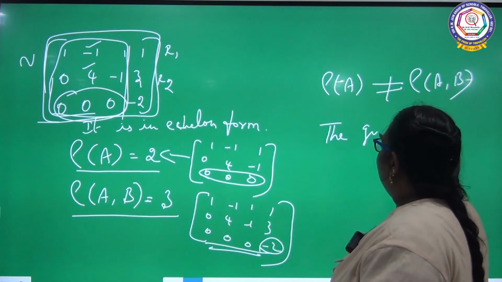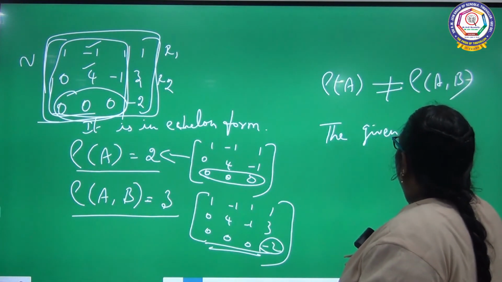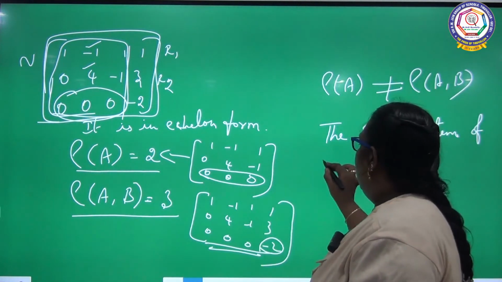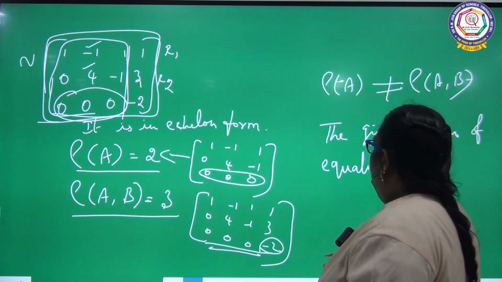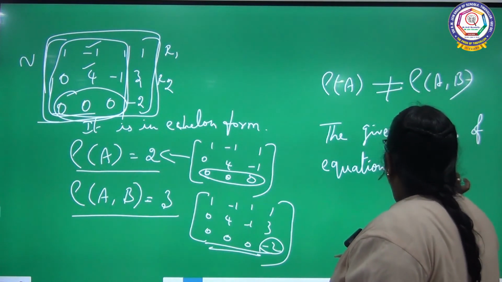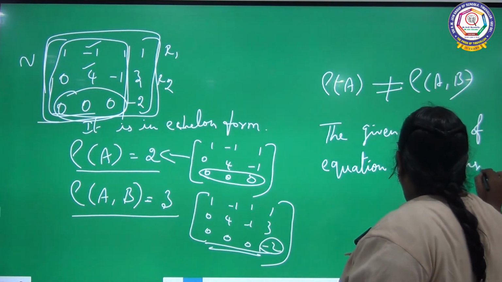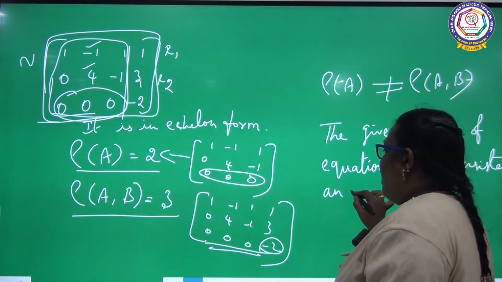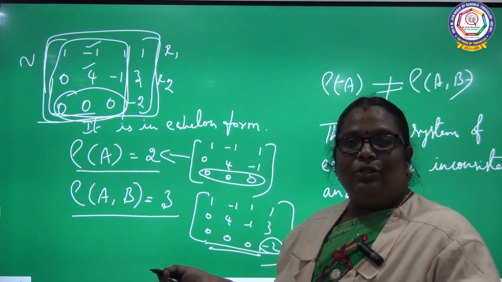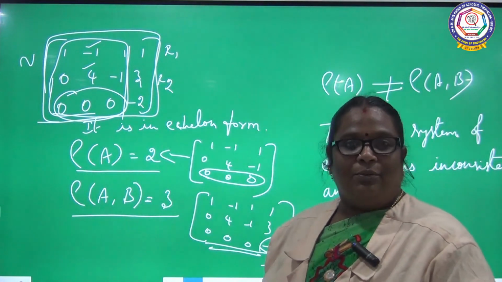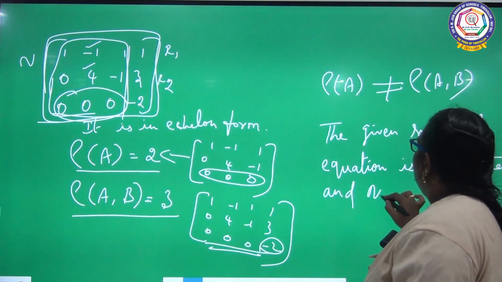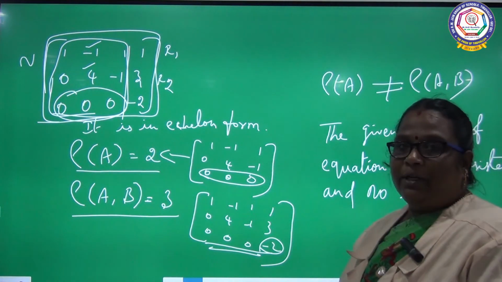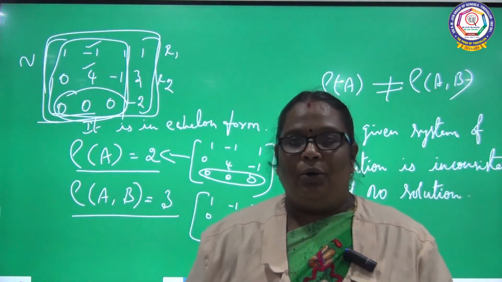You know the condition. What is the condition? The given system of equations is inconsistent, and if it is inconsistent, there is no solution. If it is consistent, we have some solution. So inconsistent and no solution. The given system of equations is inconsistent and has no solution.